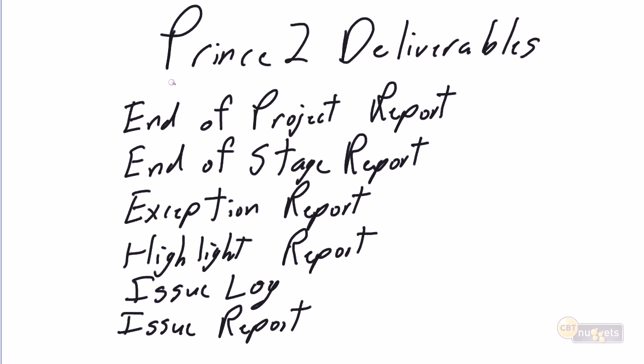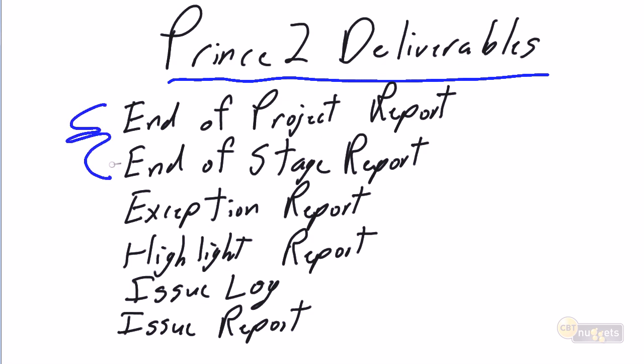This concludes our second nugget reviewing the key Prince2 deliverables. In this nugget, we reviewed 6 more deliverables. We reviewed 2 very similar deliverables, the end of project report and the end of stage report. The first components of each of these reports is identical.